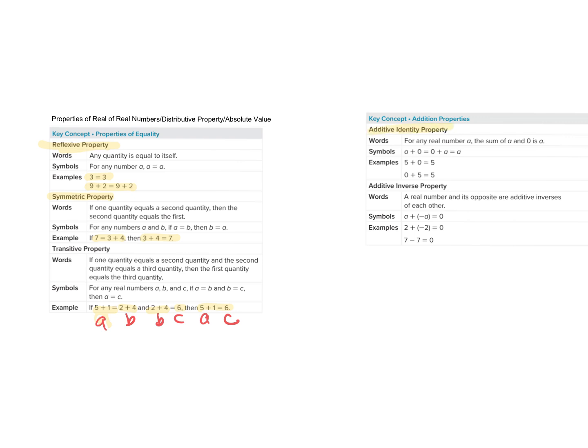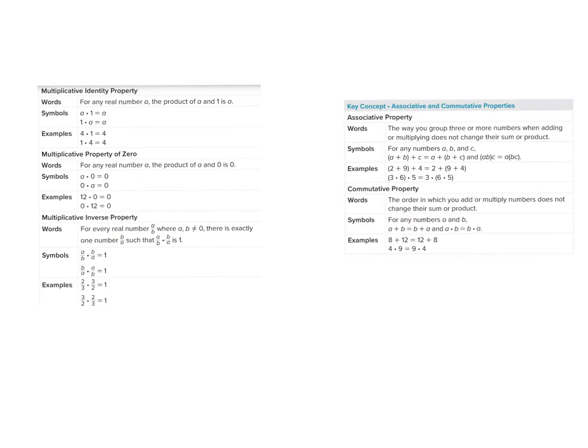Next, the additive identity property. When you add 0, it doesn't change the value. The additive inverse property. When you add a number and its inverse together, you always get 0. Next, the multiplicative identity property. A number times 1 is itself always, or 1 times a number is itself. The multiplicative property of 0, a number times 0 will give you the answer or product of 0. The multiplicative inverse means that a number times its inverse will give you 1. The product is always 1.